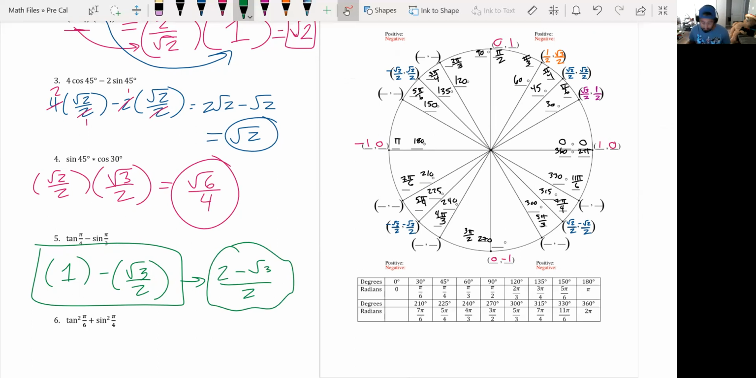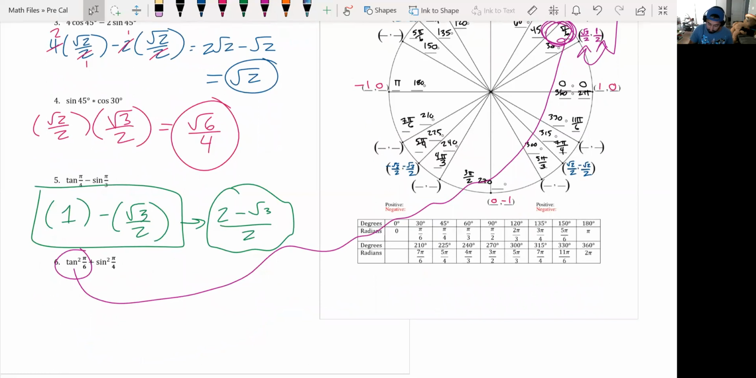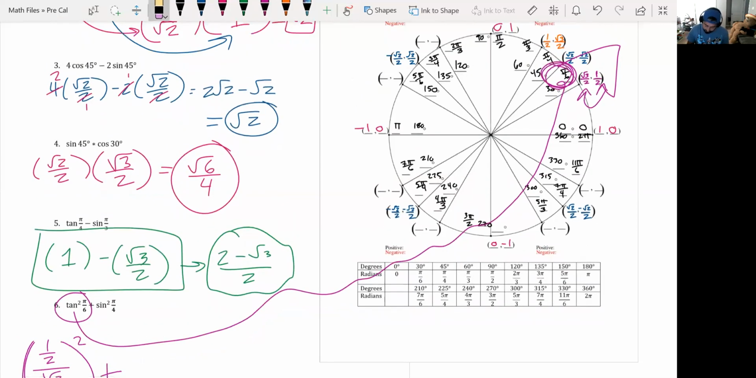Okay, last one. Well, for this part: tangent squared of pi over 6. So what this means is, reference the angle pi over 6, and tangent puts y over x. So we have a little bit of work for us to do. 1/2 over the square root of 3 over 2. So I'll write that down, and I have to put in parentheses. 1/2 over square root 3 over 2, squared, plus. All right, we called on that.